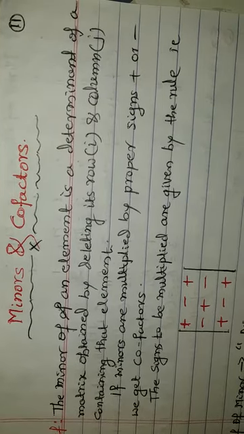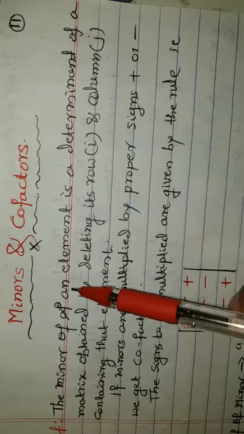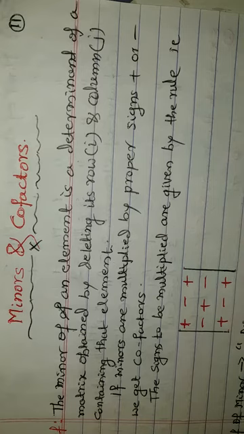Good evening, students. Now we shall begin with the next unit in the Determinant chapter, that is minors and cofactors. In this section, we will learn to write the expansion of the determinant in the compact form using minors and cofactors.